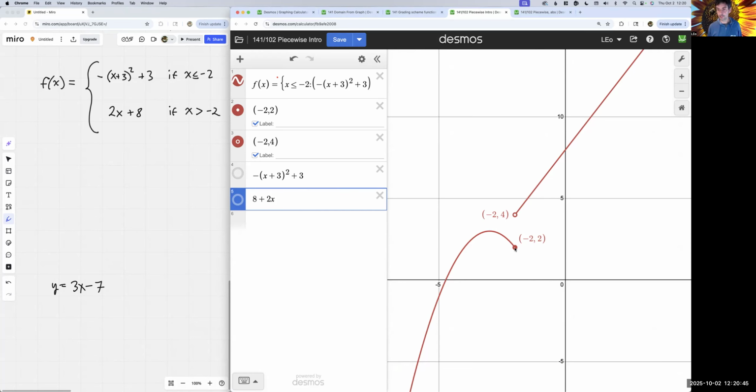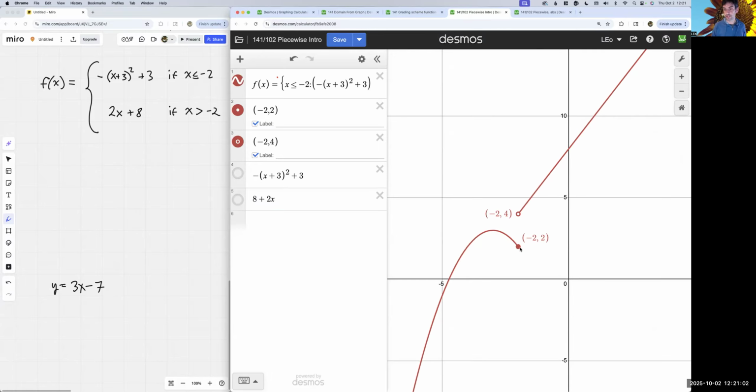We have this closed circle down here at (-2, 2), because for the value -2, we're using the parabola, this -(x+3)² + 3 instruction. The value that shows up right here of 2 is gotten by putting -2 into this, this -(x+3)² + 3.